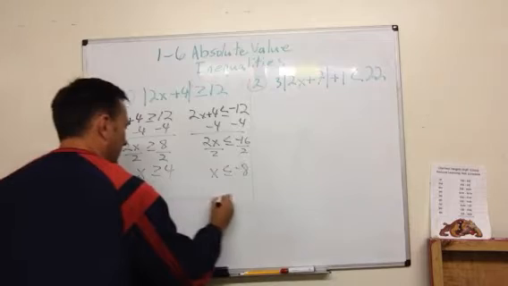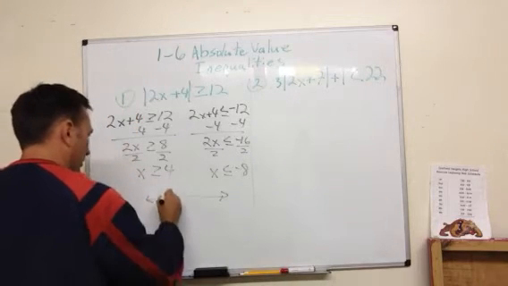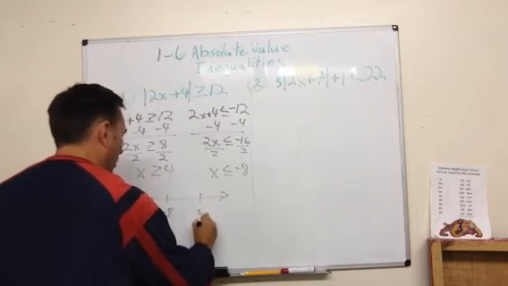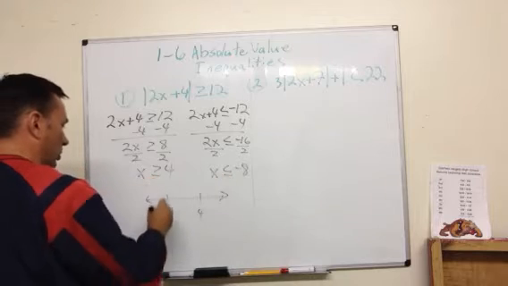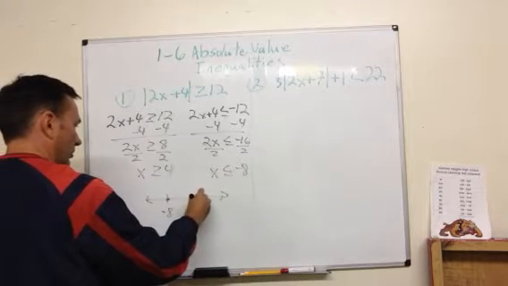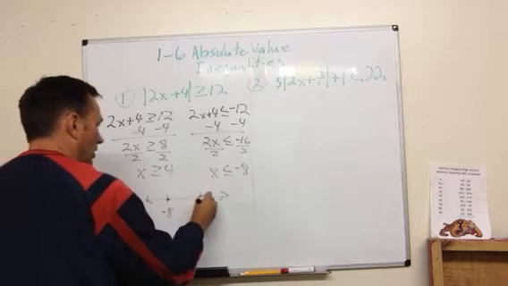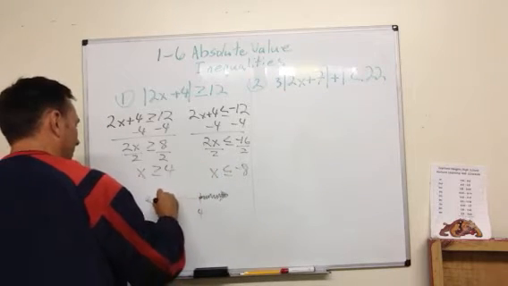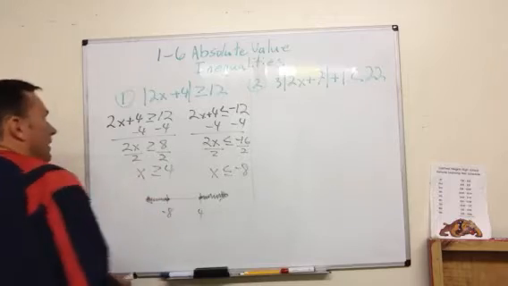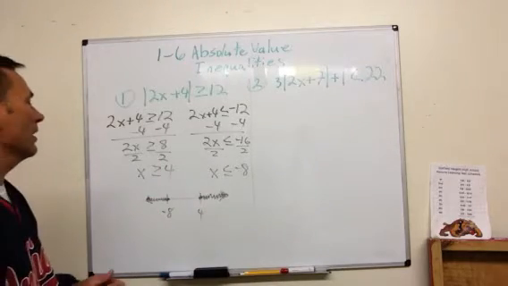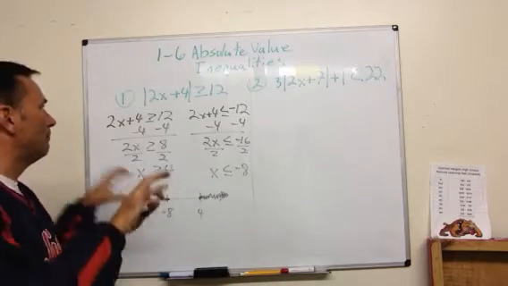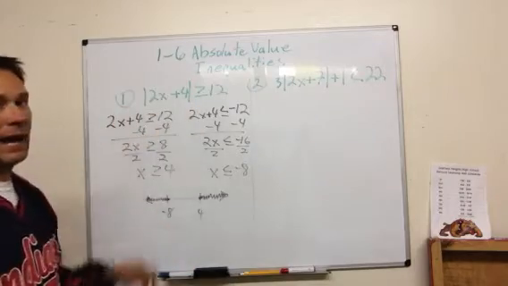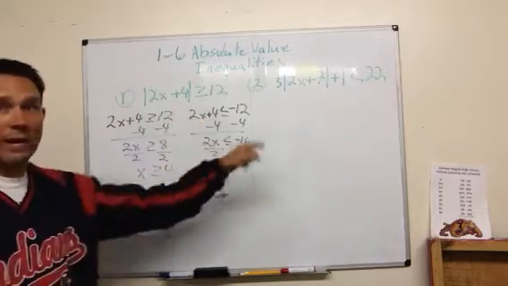Now when we graph this, both of them are going to be closed circles. Greater than 4 is going to the right. Less than negative 8 is going to the left. So this is saying that we want numbers that are bigger going out. That's what the greater than means. Going out.